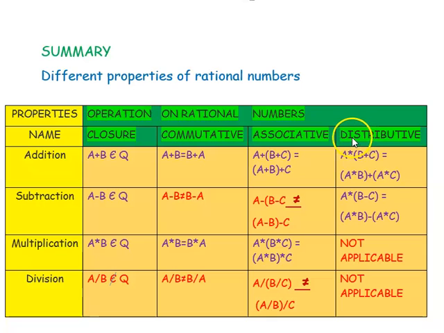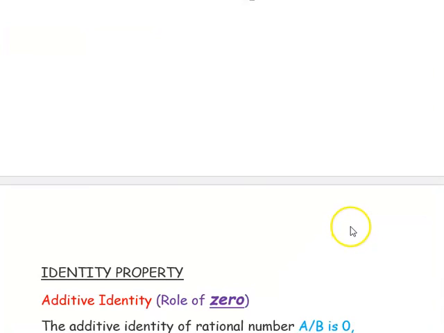The next property is the distributive property. That is, a times (b plus c) is equal to a times b plus a times c, where we are distributing a with b and a with c. That is satisfied. And the distributive property over subtraction is also satisfied. a times (b minus c) equals a times b minus a times c. So this is also satisfied. For this distributive property, multiplication and division are not applicable.